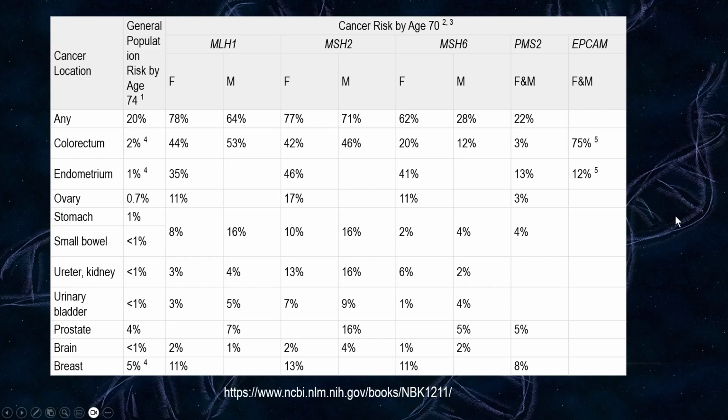Here's just some more details. I won't go into too much, but just for reference, you can see different frequencies of different cancer rates. So again, colon, so here's the general population on the left here. It'll be very low, but then you have different risks associated with these different genes. Of course, you can see it's much higher, so colon normally would be 2% by age 74, and here it's 44%, 54% for MLH1, and so on.